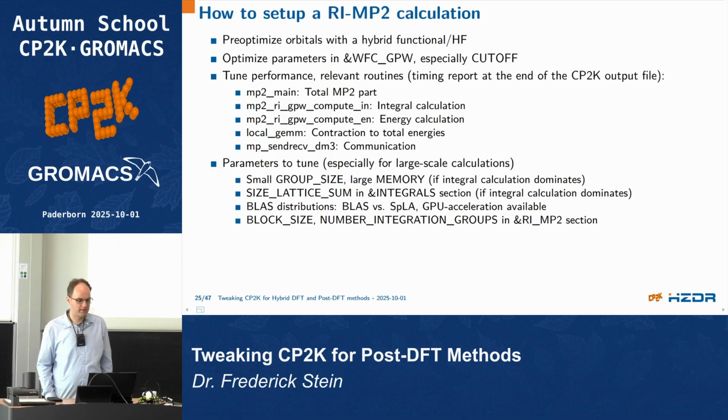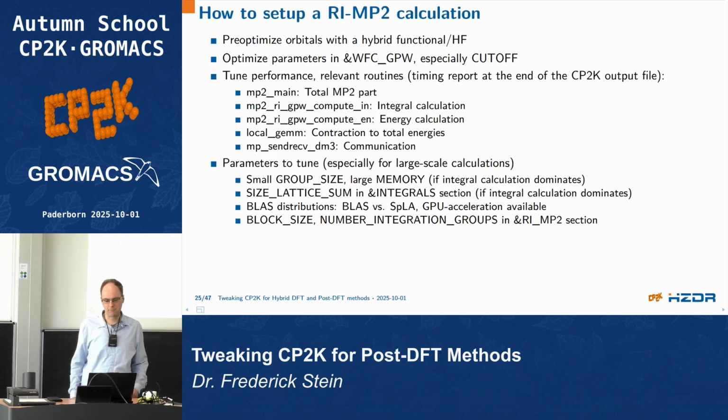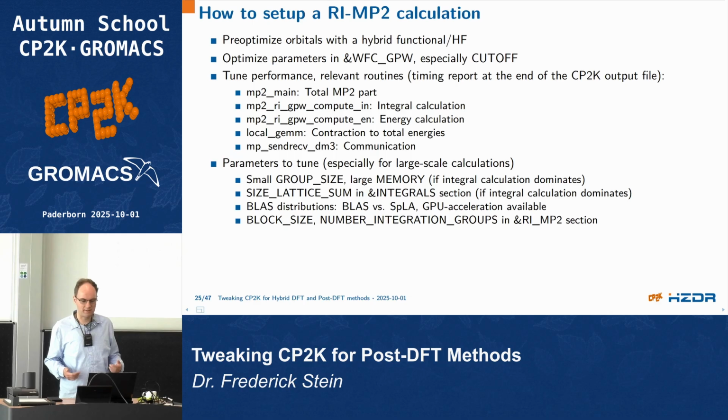So how do you generally set up such a calculation? Of course, you need to pre-optimize the orbitals, as already mentioned, with a respective hybrid functional or Hartree-Fock. You need to optimize the parameters, and most relevant here is the cutoff, of course. And there are a variety of parameters to tune, which is what I recommend you to do if you are interested in large-scale calculations, not just two or three, but let's say thousands.